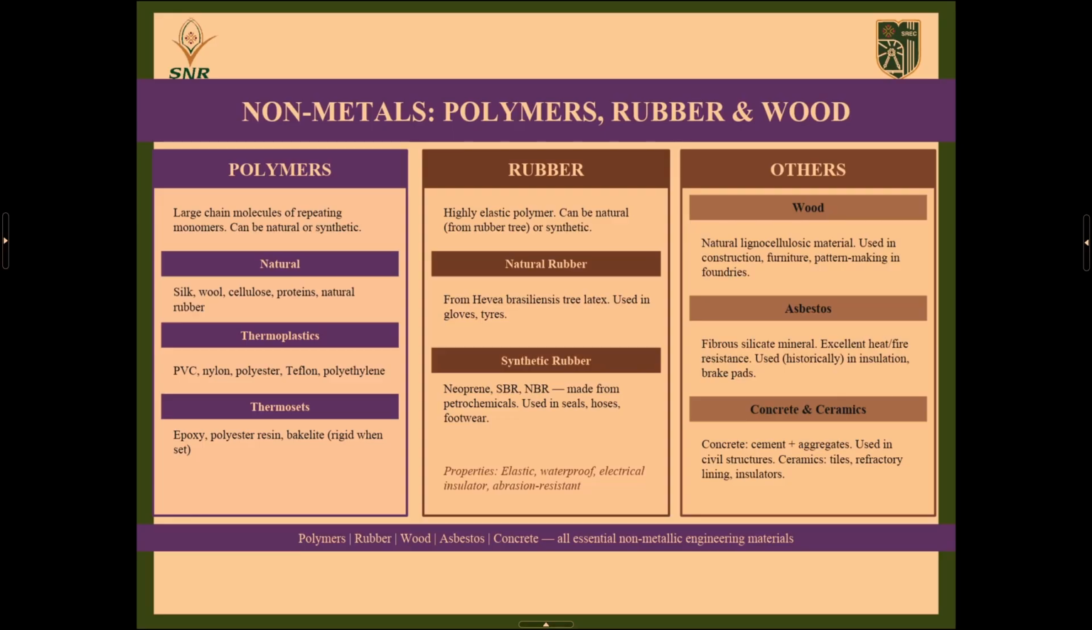Coming to rubber, it is a highly elastic polymer, which can be natural from the rubber tree or synthetic. Both natural rubber and synthetic rubbers are used. Its properties are good elasticity, waterproofing, electrical insulation, and abrasion resistance. Others, such as wood, asbestos and concrete, are used as non-metals.